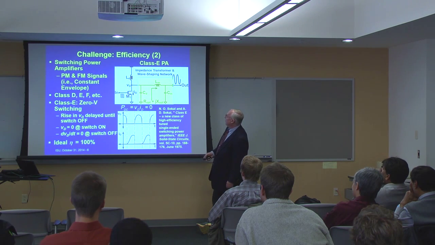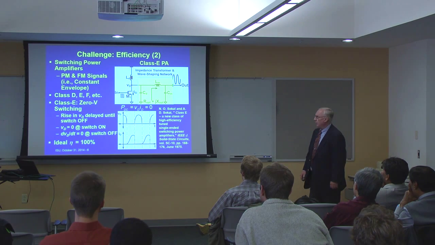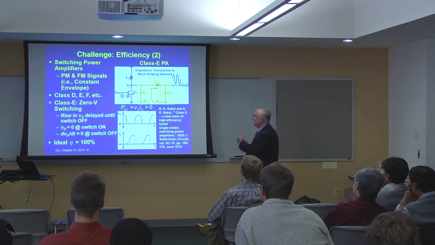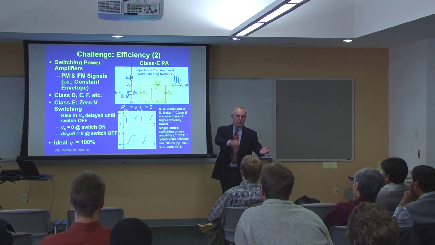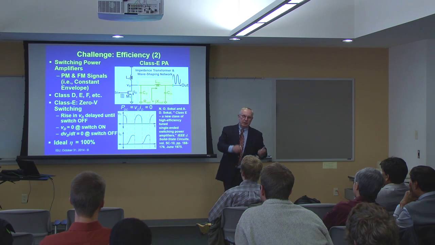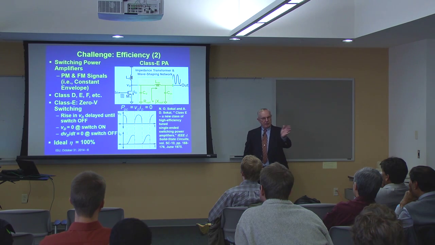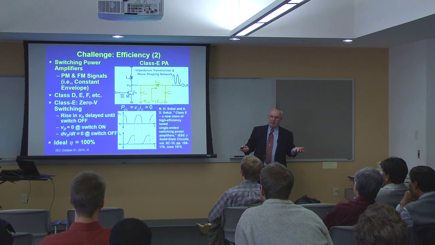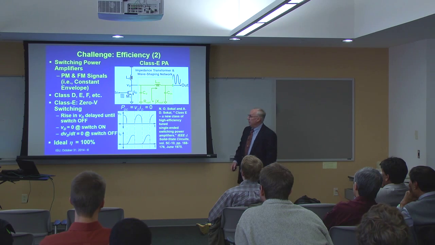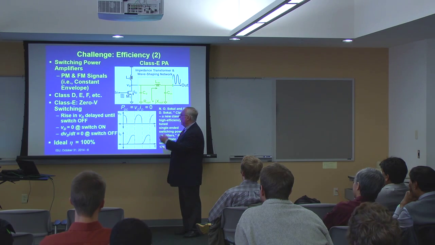I'll try this. Good. So the second class, so we did chocolate, now we'll do vanilla. The second class is switching power amplifiers. Those are basically for so-called constant envelope signals, or signals that have constant amplitude. If you know radios, you think of frequency modulation as one possibility. You change the frequency, but the amplitude always stays constant. So you don't have to have linearity for that application. You only have one amplitude, so you don't need linearity. So there are many phase modulated signals that have the same property.